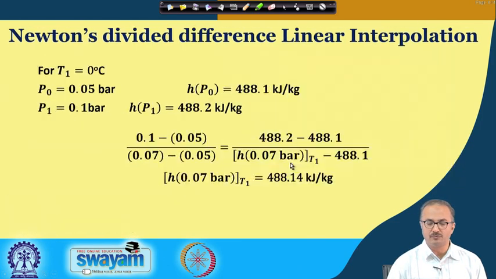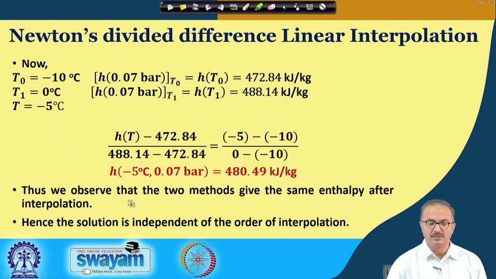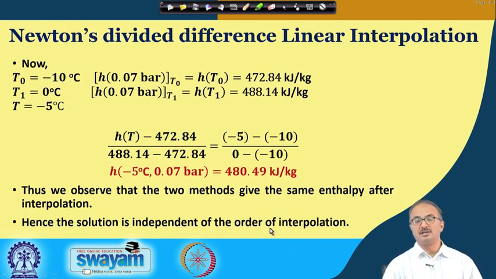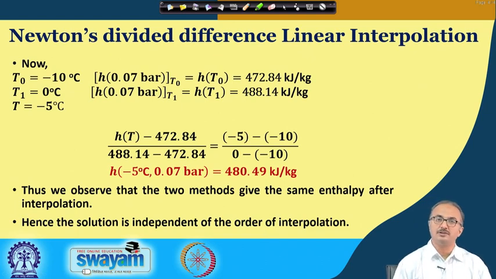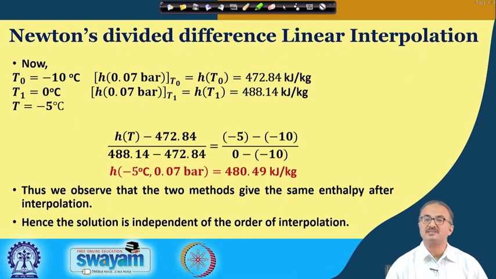So, what do we conclude from here? We conclude that these two methods give the same enthalpy after interpolation, and the solution is independent of the order of interpolation. That means, whatever sequence you might maintain, whether first temperature then pressure or first pressure then temperature, it really does not matter, and we are going to have the same interpolated value.